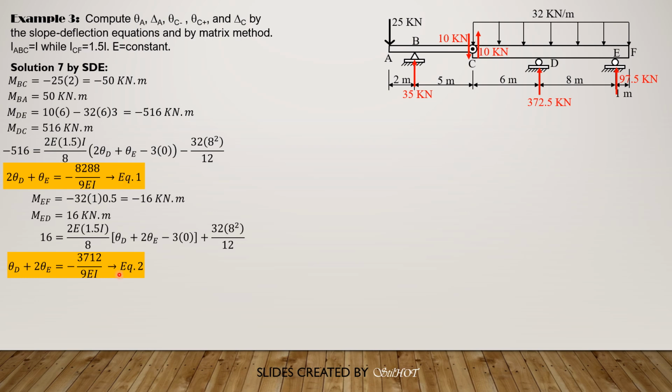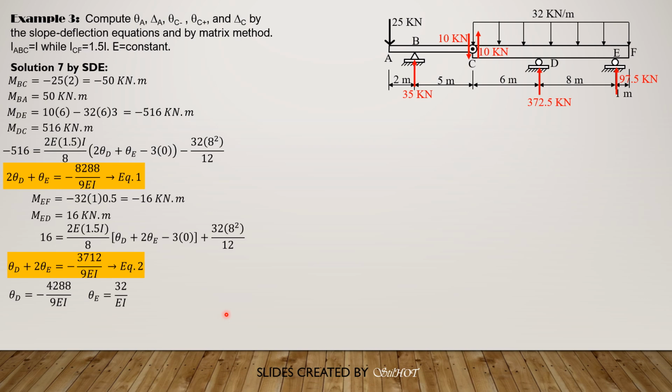Solving equations 1 and 2 simultaneously, we get theta D equals negative 4288 over 9 EI. Because this is negative and the assumption in slope deflection equation is clockwise is positive, therefore this is counterclockwise, or the slope at D is positive 4288 over 9 EI. And theta E is 32 over EI, so that's clockwise, so the actual value of theta is negative.